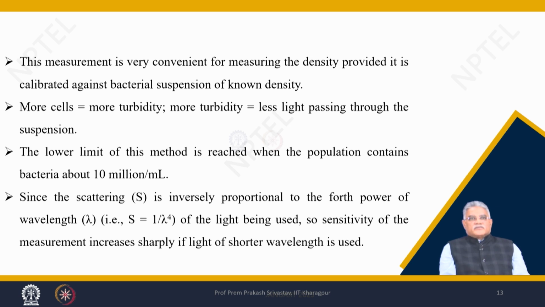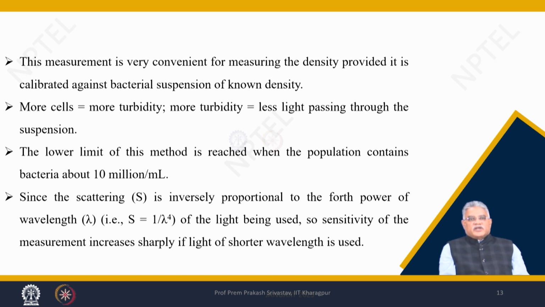This measurement is very convenient for measuring the density, provided it is calibrated against a bacterial suspension of known density. More cells is equal to more turbidity. More turbidity is equal to less light passing through the suspension. The lower limit of this method is reached when the population contains bacteria of about 10 million per ml.